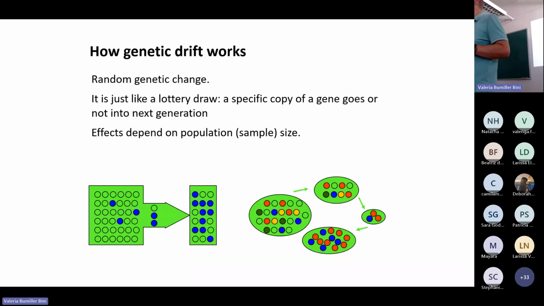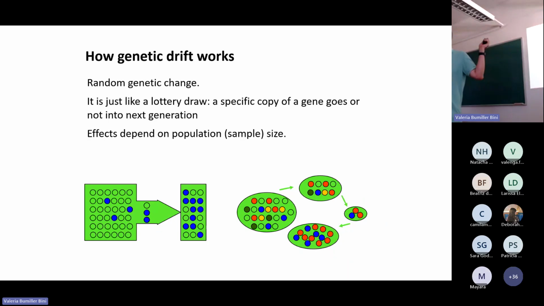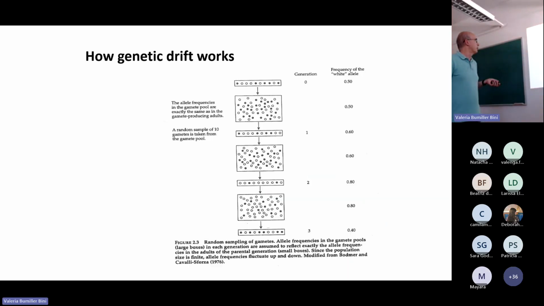Of course, the effect depends on sample size, that is, on population size. The bigger the population is, the more faithfully the next generation will mimic the previous one. If we have a smaller sample, it will deviate in random ways. So the key concept in drift is random. It's a random process. In the next lecture, we will talk about selection, which is a directional process that goes in some direction. Drift doesn't. Drift goes completely at random.